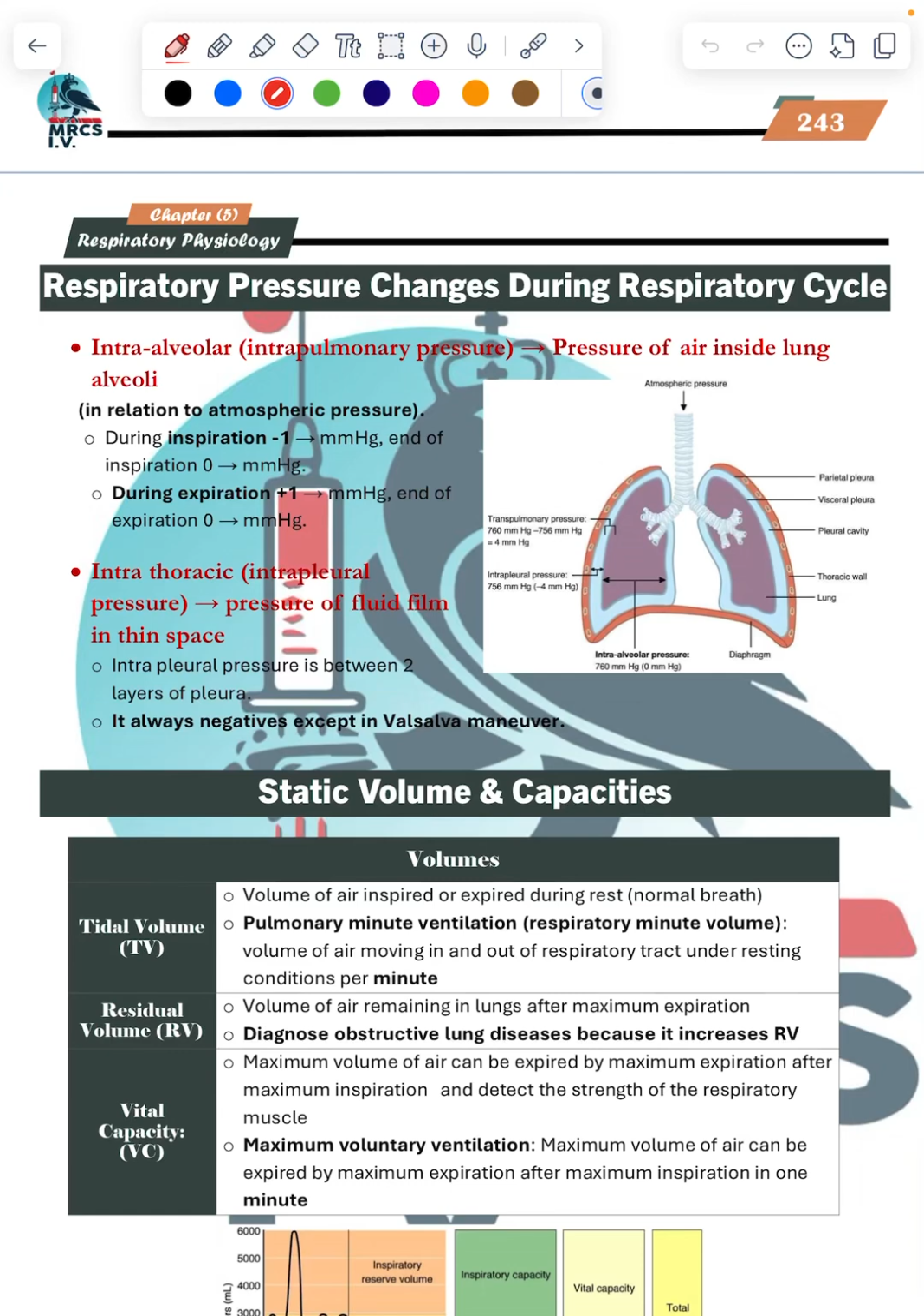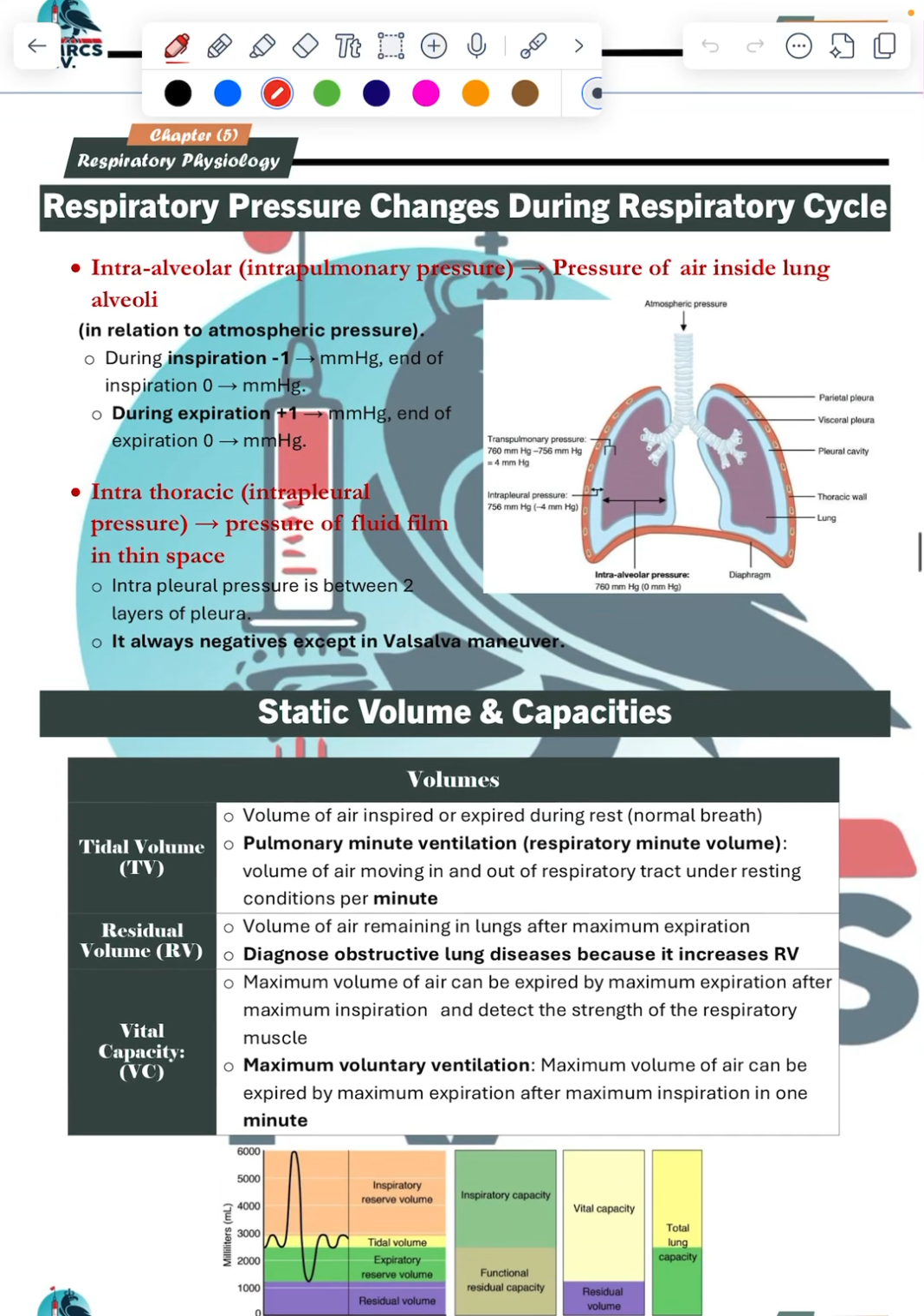This is the intra-alveolar pressure, which means intrapulmonary pressure. It is the pressure inside the lung and alveoli. In relation to atmosphere, it's always negative. During inspiration, it is -1 mmHg. At the end of inspiration, it is 0. During expiration, it is +1.